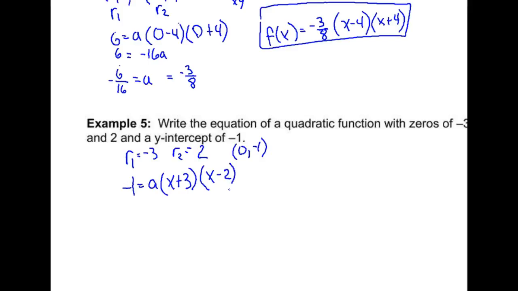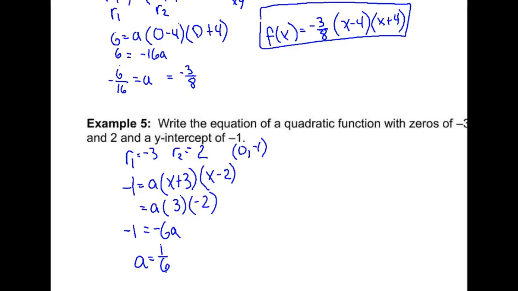I should have plugged in 0 for x. I didn't, so I'm going to go ahead and show you that. We have a is equal to 0 plus 3, which is 3, times 0 minus 2, which is -2, so we have -2. -2 times 3 is -6a, and we know that -6a equals -1. We solve for a, and when we solve for a, we get a is equal to 1/6.